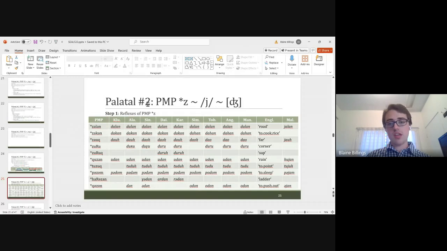Here again, I just have this gigantic list. You don't need to look at everything. Basically, it's demonstrating that the voiced palatal affricate became the voiced alveolar stop in the Batak languages, whereas it was retained in neighboring possible donor languages.